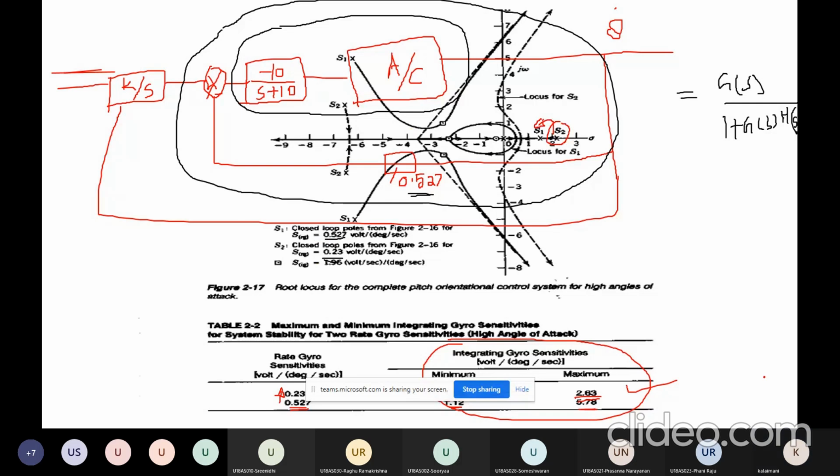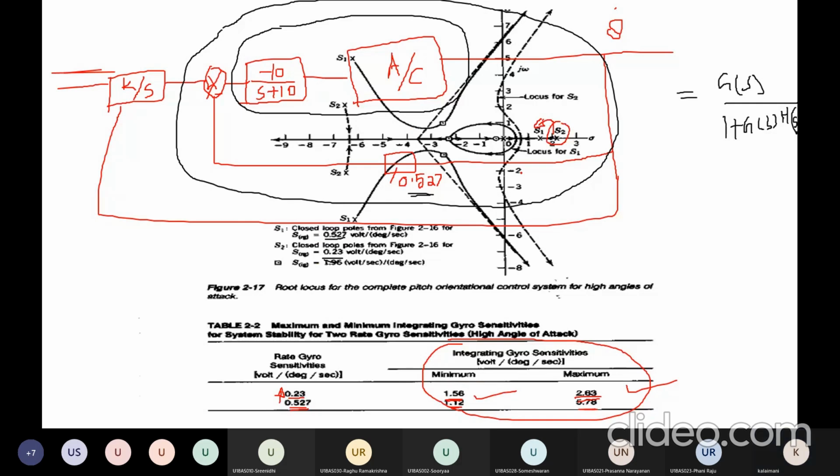Here, at the bottom of the table, we mention where the rate gyro sensitivity value is 0.23. The minimum allowable gain for the integrating gyro sensitivity value is 1.58 to 2.83. If I increase my rate gyro sensitivity value, it leads to choosing a wider range of integrating gyro sensitivity values. These things we have to observe from these root locus branches. So as we increase the rate gyro sensitivity values, the overall control system performance improves, and it leads to increased integrating gyro sensitivity values in the stable region.